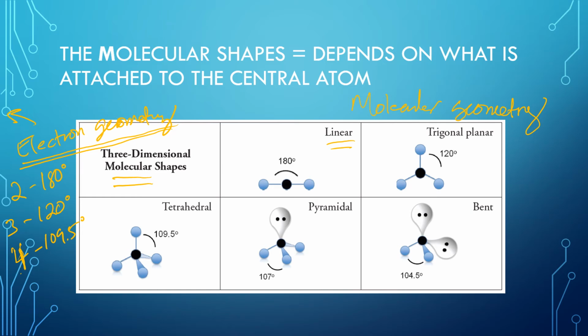The first one, domains don't matter. It doesn't matter what it is. However, with the molecular geometry, it does. And that's where you get other shapes and different angles as well. So molecular geometry, if it's 2 bonds attached to a central atom, it's still linear, 180 degrees. Notice, however, with this pyramidal right here, you have 4 domains attached. So the electron geometry would be tetrahedral.